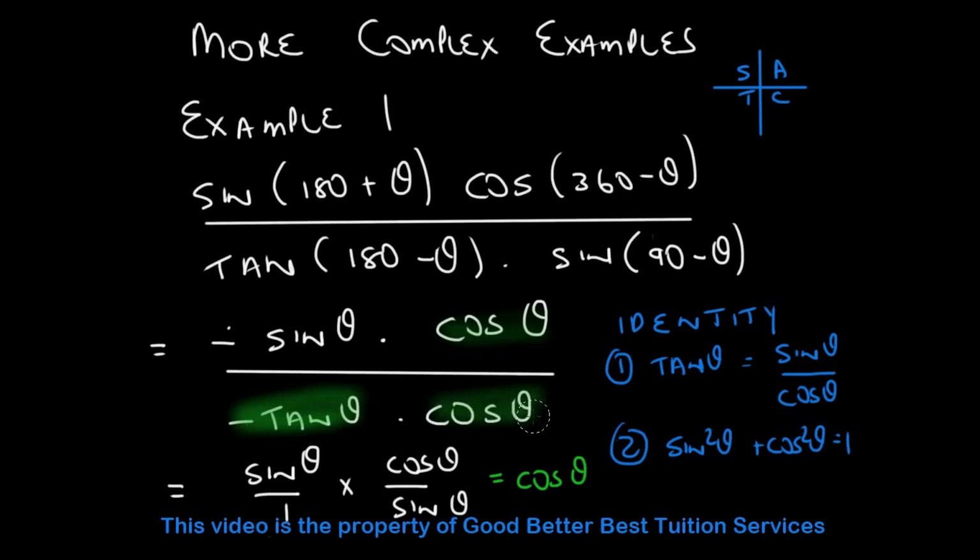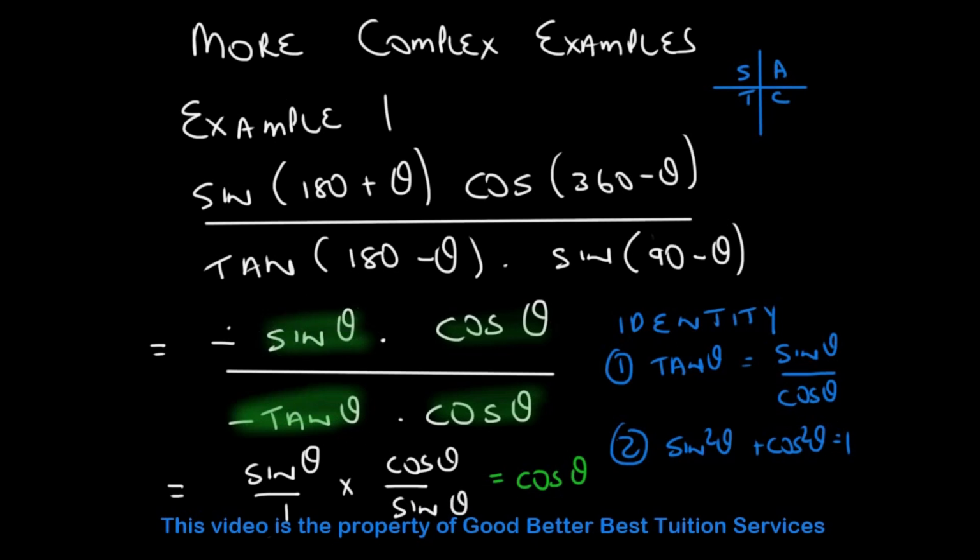And so, what we should know, maybe you guys haven't covered it yet, but just in case you haven't, let me just quickly show you the identities that you need to know in grade 11: tan theta is equal to sine theta over cos theta, and sine squared theta plus cos squared theta is equal to 1. Why am I showing you this? It's because we have tan theta here, and we are going to need to simplify. So let me just highlight that quickly.